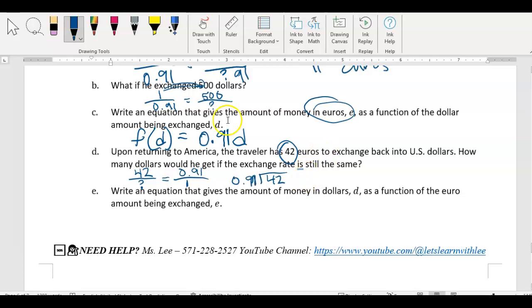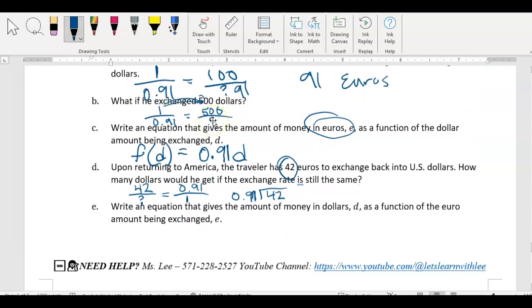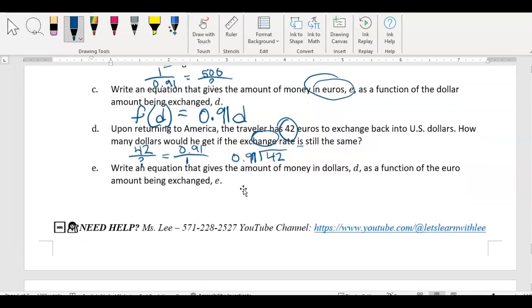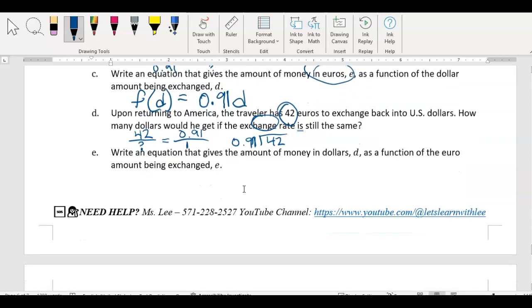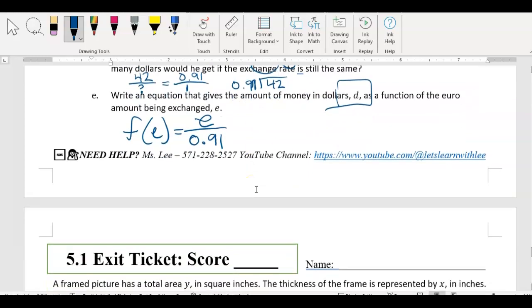And you notice that we get more dollar per euro, right, according to this exchange rate. And so we should have more dollars after we exchange our euros. So when you divide this, you want to see that you get a larger number, and that can help you to make sense of that. Letter E says write an equation that gives the amount of money in dollars as a function of the euro being exchanged. So now the opposite. So function of euros equals, in this case, it is going to be the euro amount divided by 0.91. And that will give us our dollars.